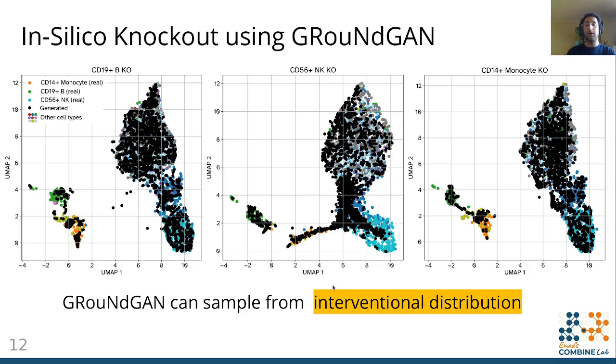So in here, for example, in the middle figure, we knocked out the top 3 differentially expressed TFs of the CD56+ NK cell type. In here it's in cyan. And GroundGAN does not generate cells for that cell type anymore. And the cells that used to be there are now dispersed into its neighboring cell types.